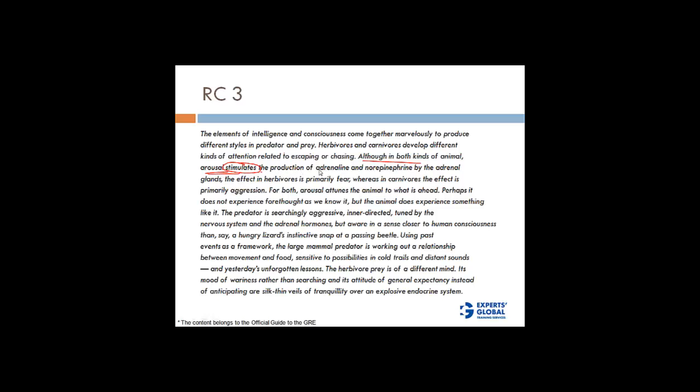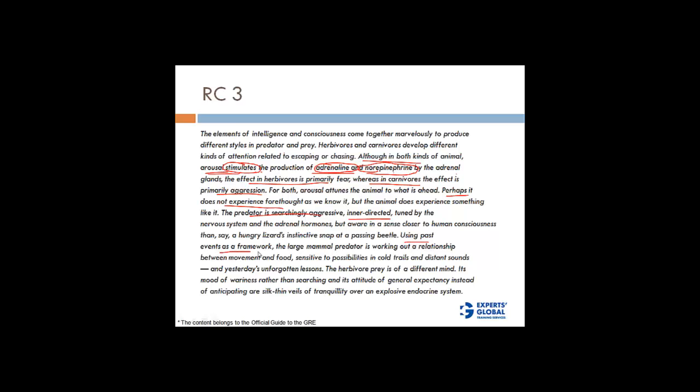Arousal stimulates the production of adrenaline and norepinephrine. Okay, so those options are gone. Adrenaline and norepinephrine options are gone. Both the options for stimuli are gone. The adrenal glands. The effect of herbivores is primarily fear, whereas in carnivores the effect is aggression. Okay, perhaps it does not explain. Do we have any of those words mentioned here?